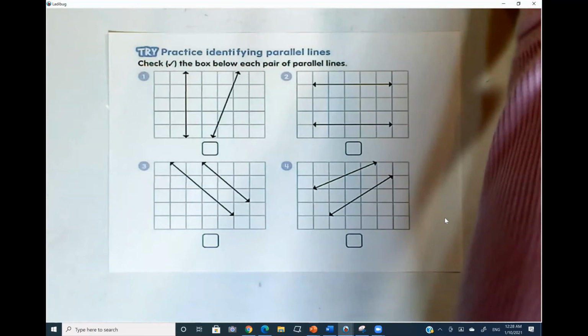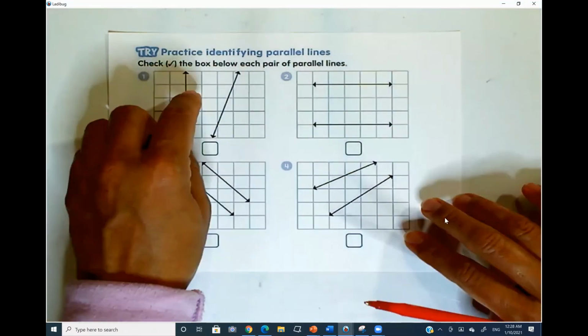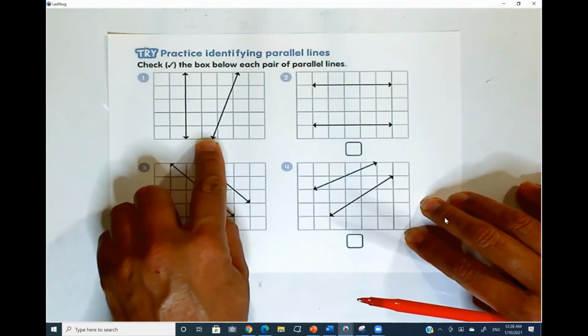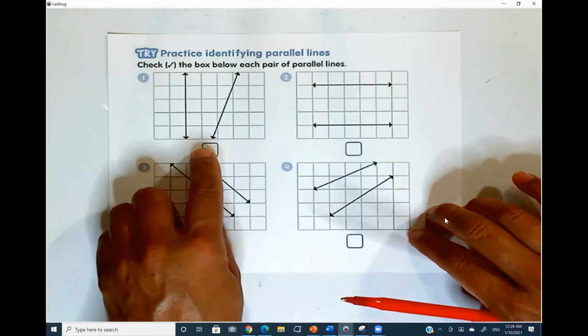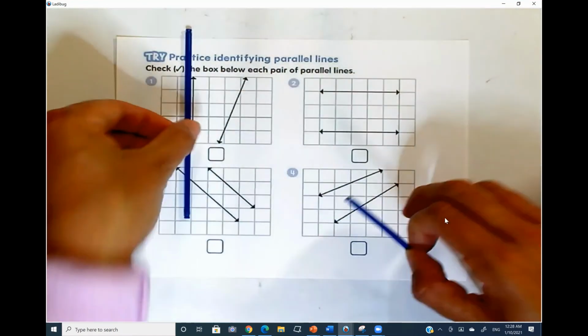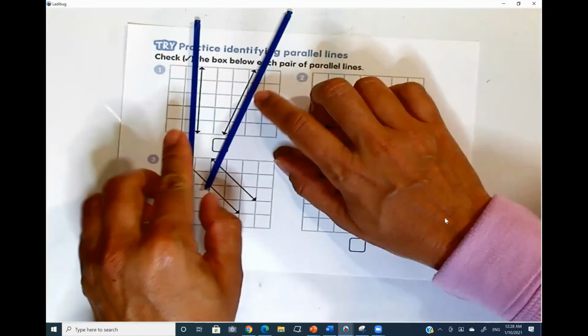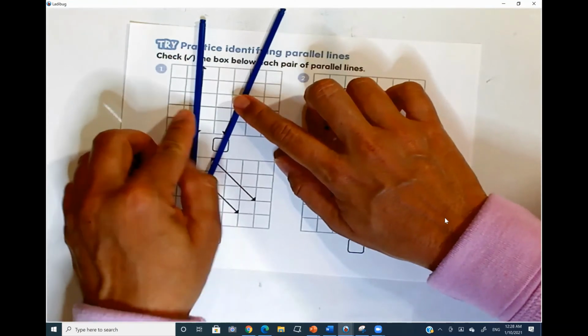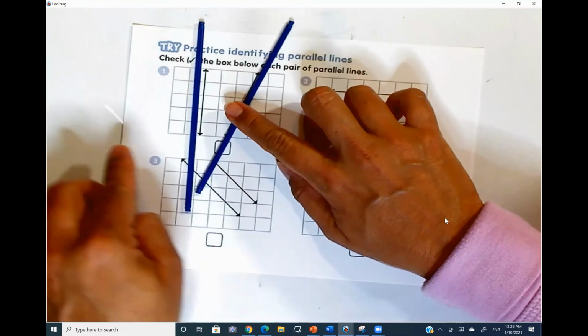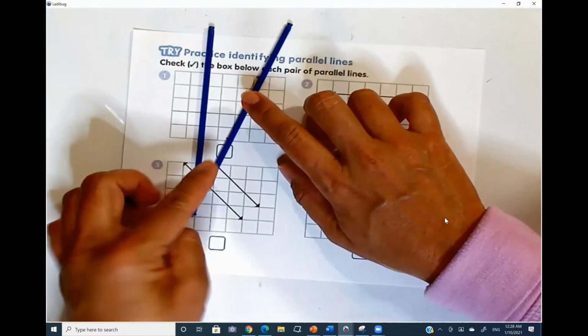So let's look at the first ones. I notice that in the top, they have 3 squares distance, and in the bottom, they have less than 2 squares distance. So I'm sure this is not parallel lines. If I prolong the lines, if I put the sticks on top, I'm going to notice that if they keep on going, eventually they're going to meet. See how they're meeting down here? If I follow the lines on the top, they're going to meet. So they're not parallel lines.